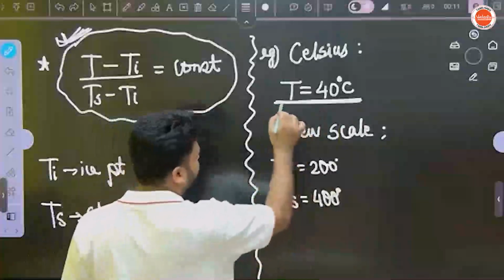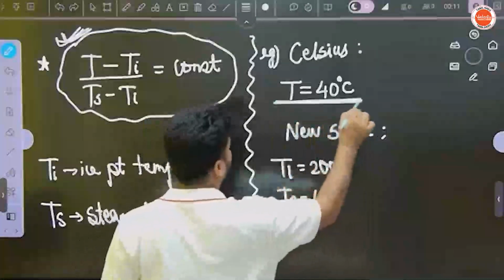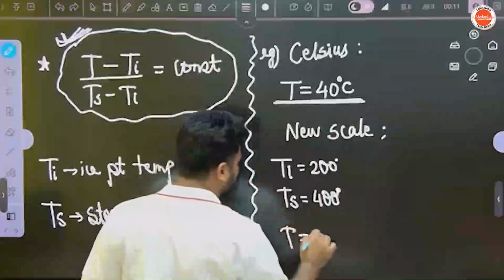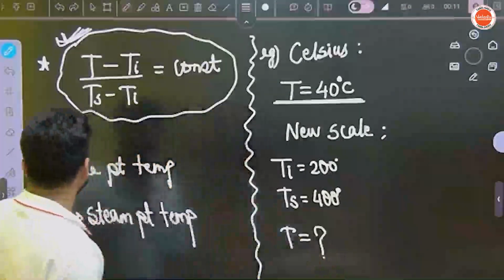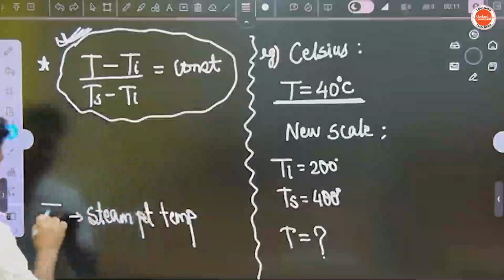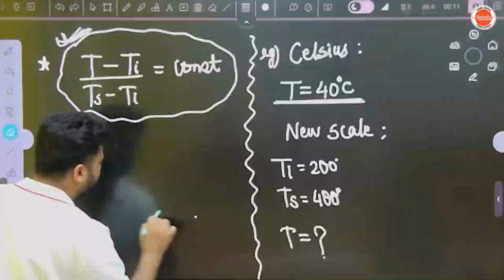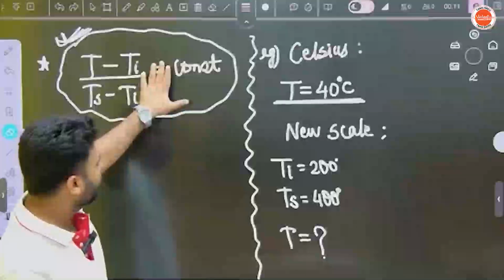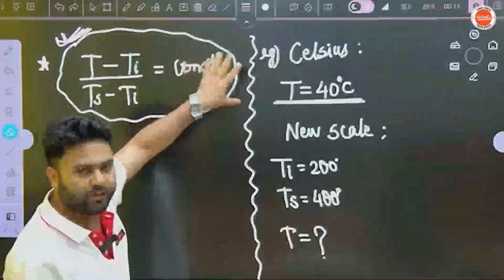They are asking, when the temperature in the Celsius scale is 40 degrees, what is the temperature in this scale? We will use this formula. See, very easy only. How to use? We will write this formula for the Celsius scale equals this formula for the new scale.